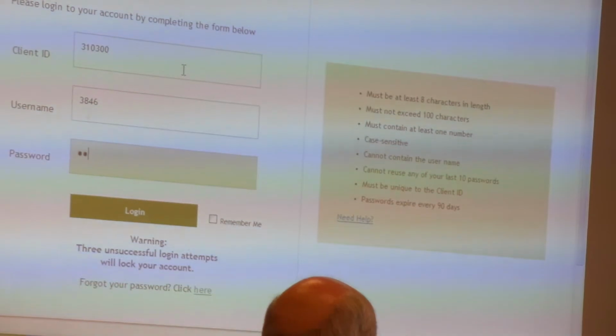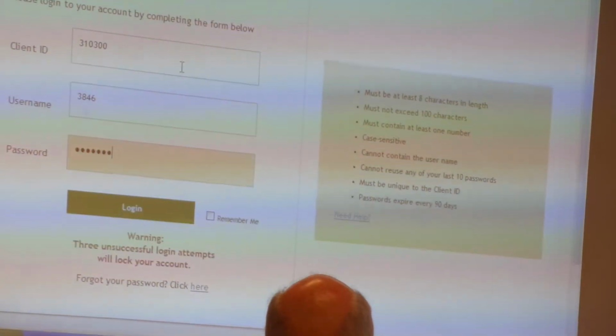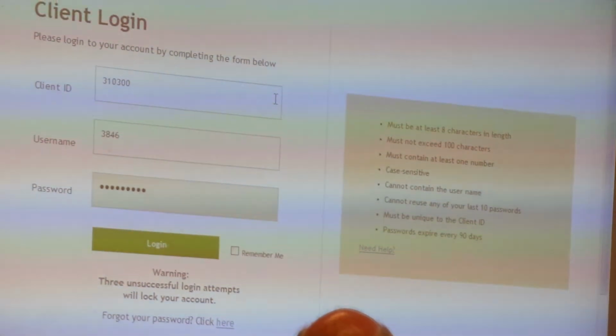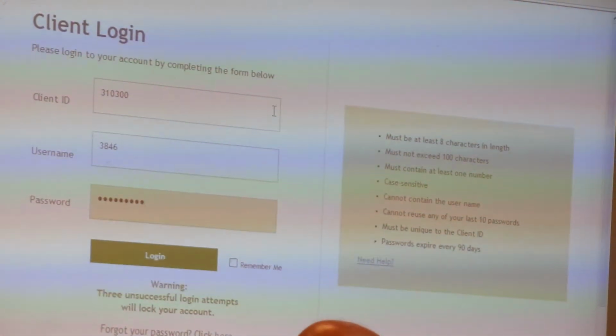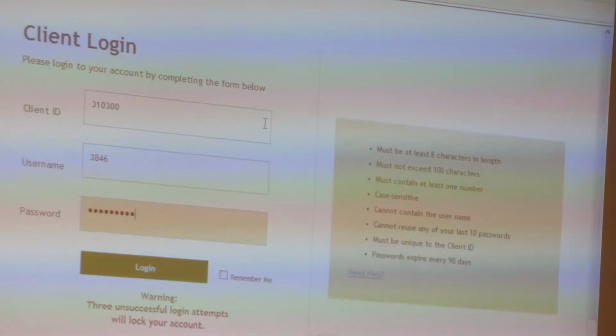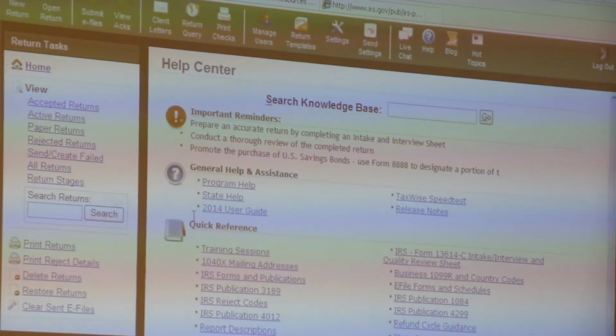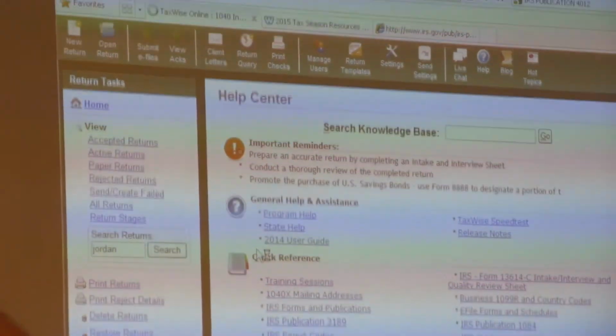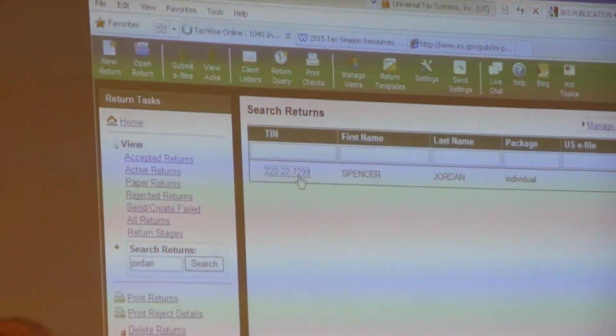So while Emily's logging back in, I'm just going to read to you some of the notes I've made along the way. So if anyone in the tax family buys insurance in the marketplace, then they have to complete Form 8962, even if otherwise they're not required to file.